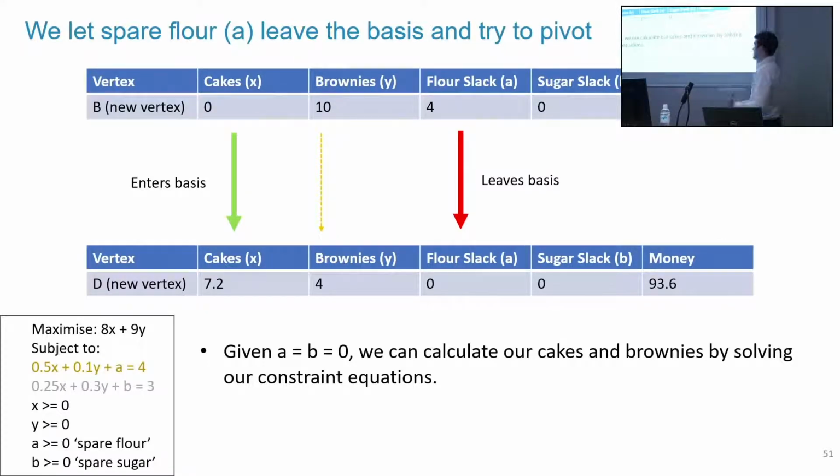And again, now I know that I've got A and B equal to 0. I can calculate the other values. I can calculate how many cakes that gives me, and how many brownies that gives me. The other values just get updated based on our constraints. There's no issue there. And I make 93.6. So that's where A equals B equals 0. In that case, I have used all my ingredients.